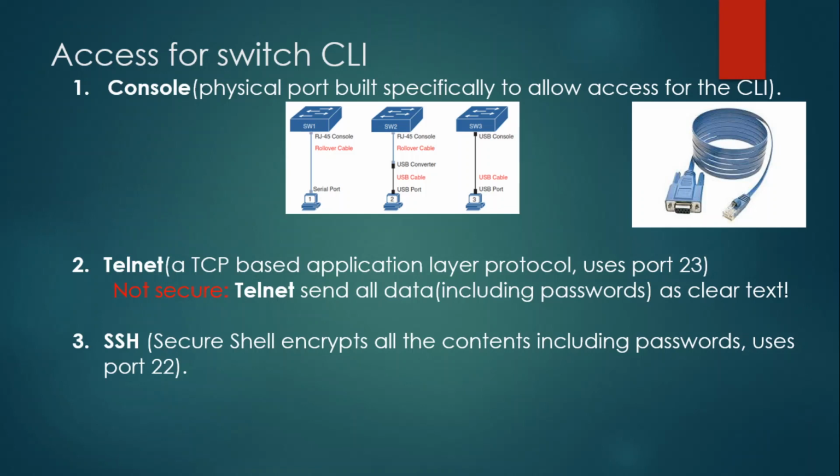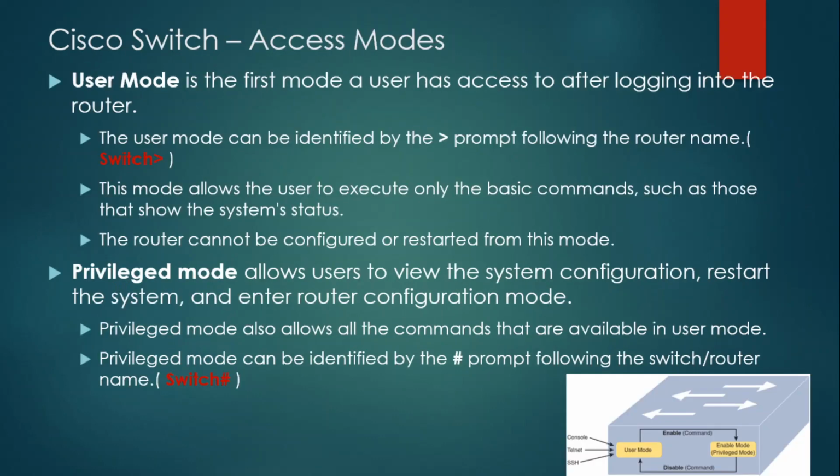Cisco switch access modes. User mode is the first mode that the user has access to after logging into the router. The user mode can be identified by the greater-than prompt following the switch name, which we can later change if we want with the hostname command. This mode allows the user to execute only basic commands, such as those that show the system status, but the switch cannot be configured or restarted from this mode.